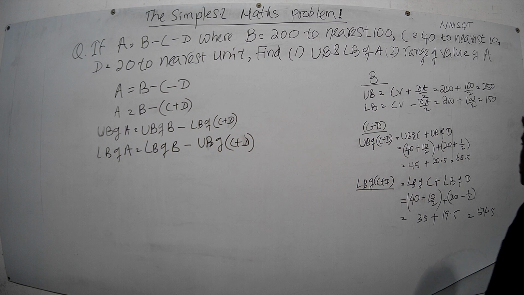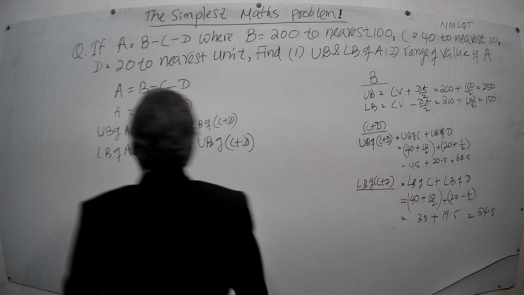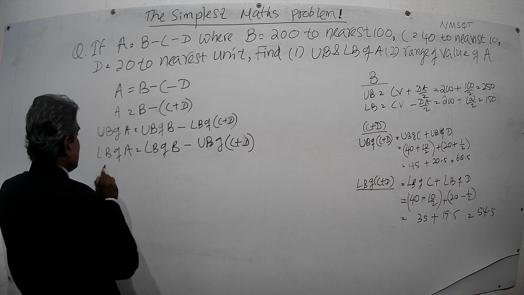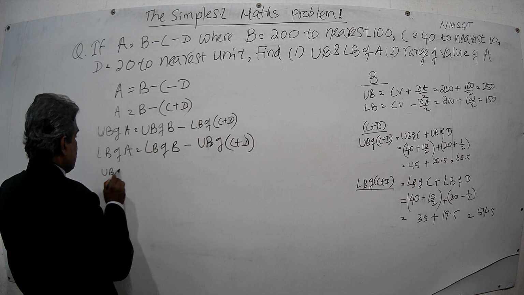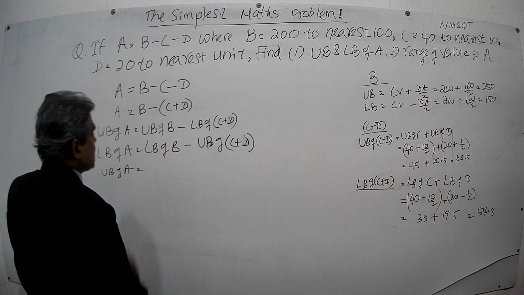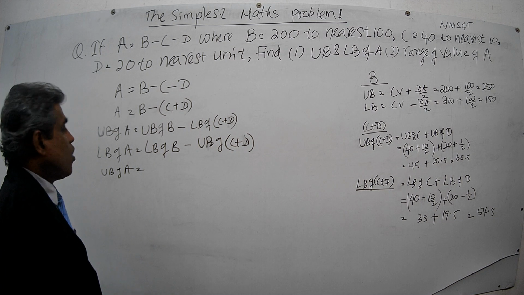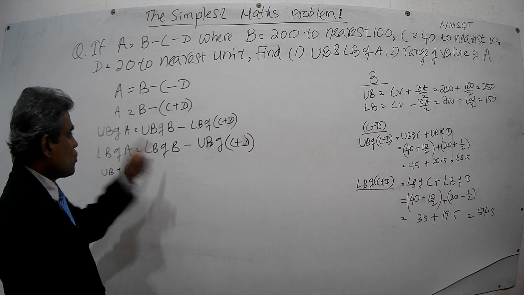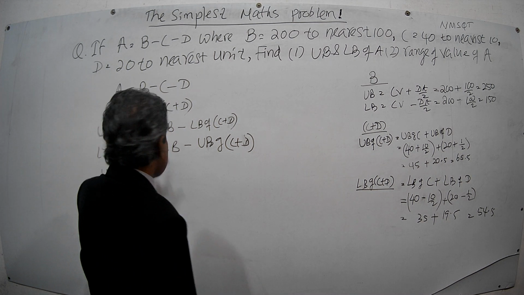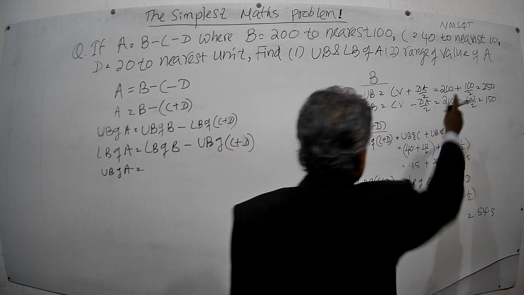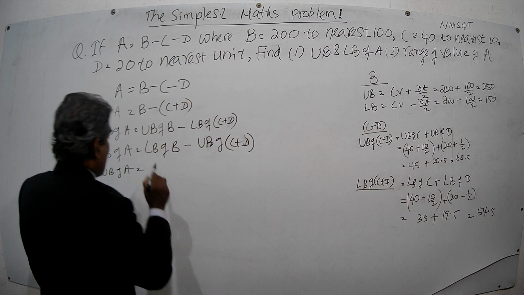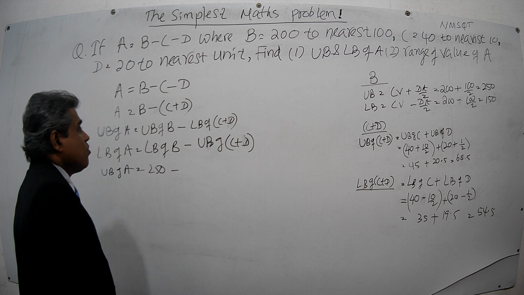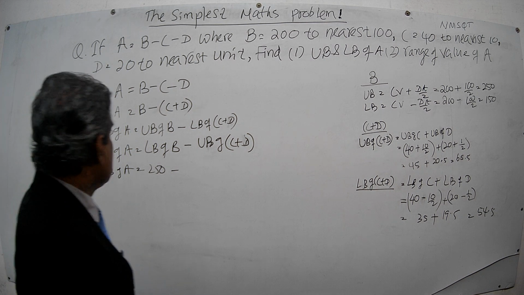Good. Now we have found all the necessary information to find the upper bound and lower bound of A. Then we can write the upper bound of A. The only thing to do now is to substitute those values. The upper bound of B is 250, then minus the lower bound of C plus D.